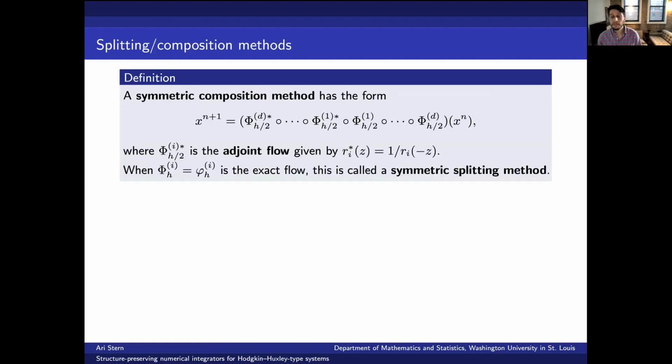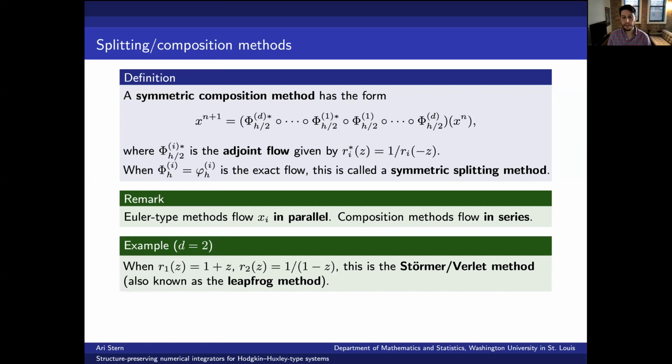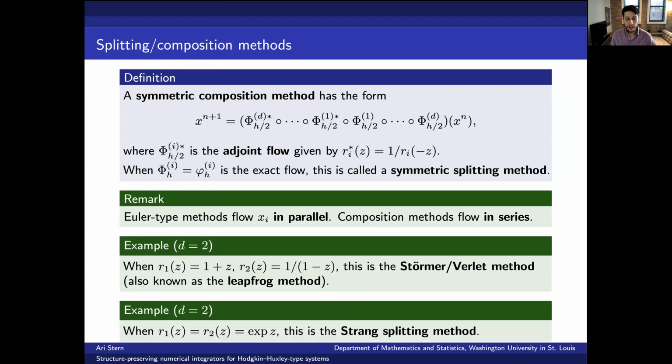On the other hand, as opposed to Euler-type methods, we can also look at splitting methods or composition methods. The idea is that rather than stepping forward each of the components in parallel, we do it in series. So I would step x1 forward, then x2, then x3, right? Go down, and if I were doing this symmetric composition, I would then go back in the opposite order the next time. Examples include the Störmer-Verlet method, also known as the leapfrog method, which is a symplectic integrator that's widely used for Hamiltonian systems, as well as the Strang splitting method that was mentioned earlier.